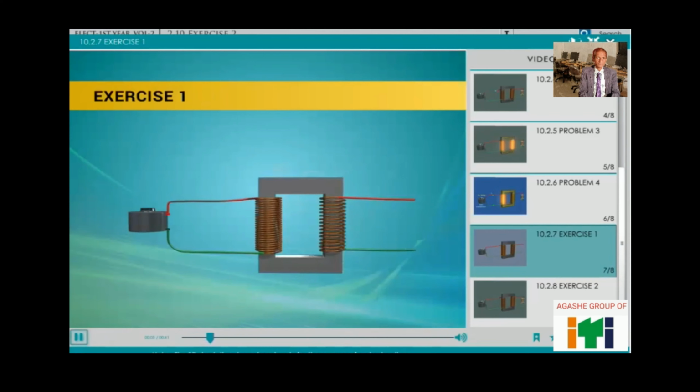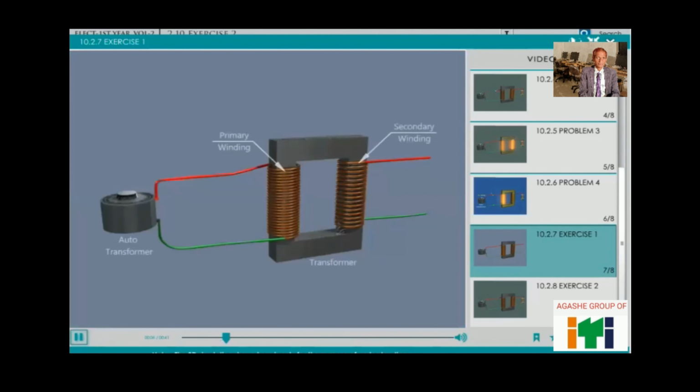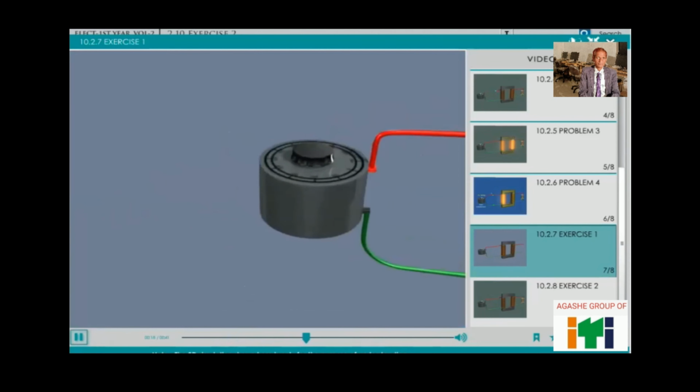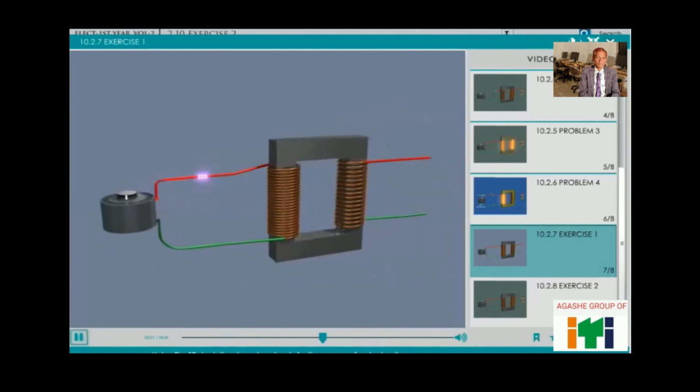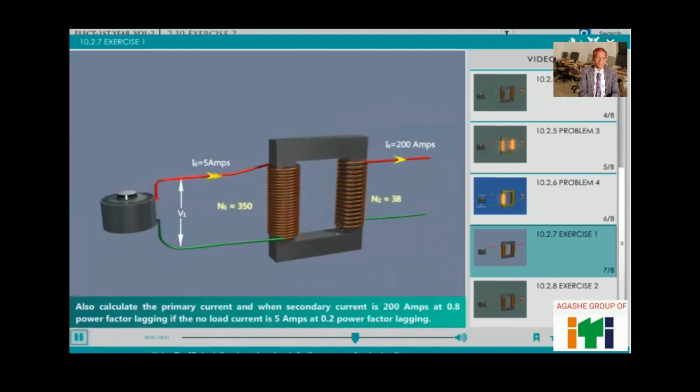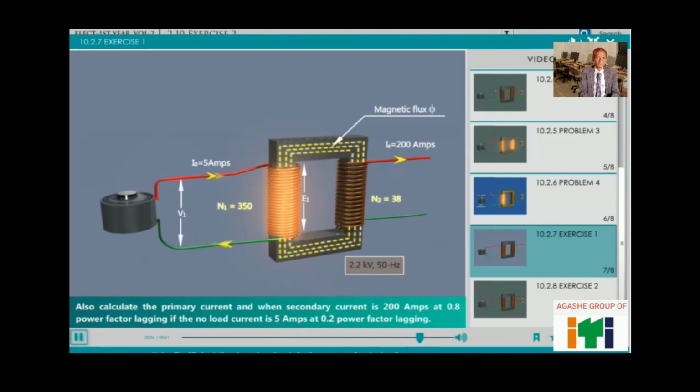Exercise 1. We are going to see the problem based on transformation ratio. Number of turns in primary side N1 is 350. Number of turns in the secondary side N2 is 38. Also calculate the primary current when secondary current is 200 amps at 0.8 power factor lagging, if the no load current is 5 amps at 0.2 power factor lagging.